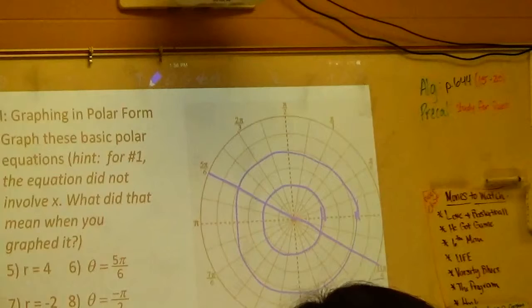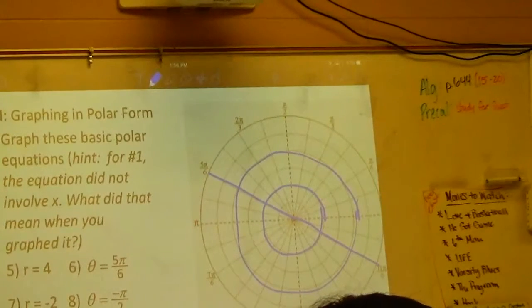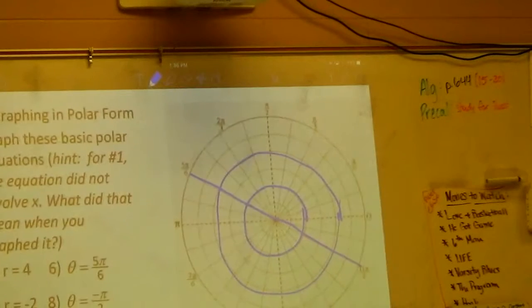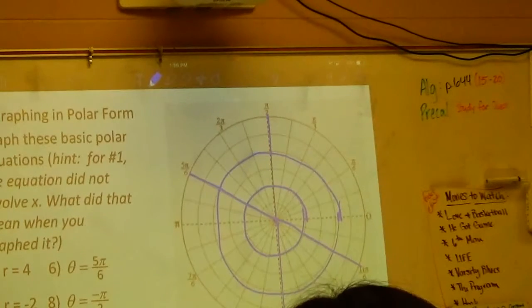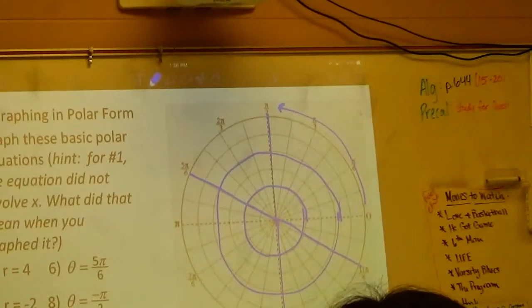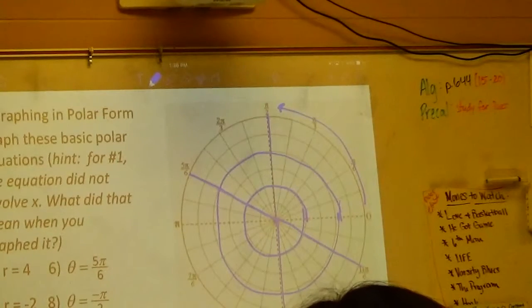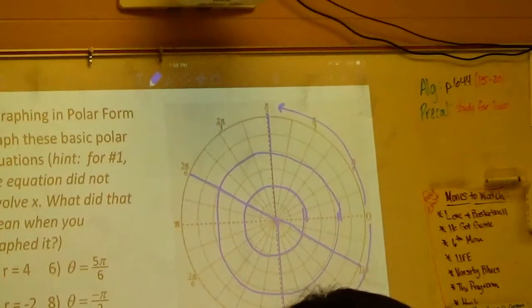So, for negative pi over 2, where will my line be? Look, remember, negative pi over 2 is the same thing as 3 pi over 2. So it's going to be the y-axis. Remember, positive pi over 2 goes this way, a quarter of a turn. So if it's negative, it will go this way a quarter of a turn.